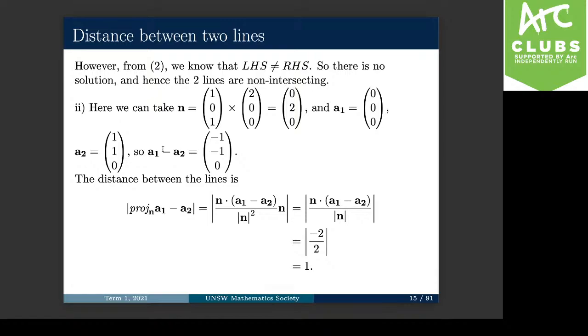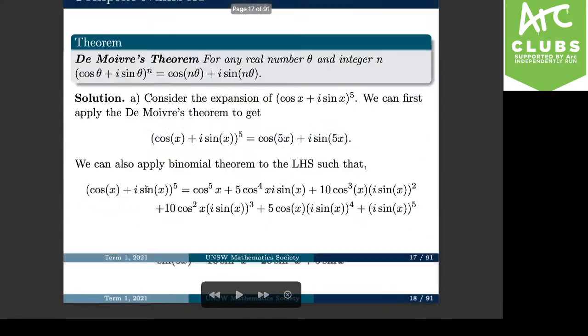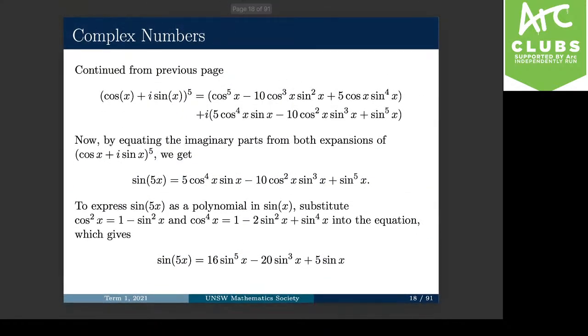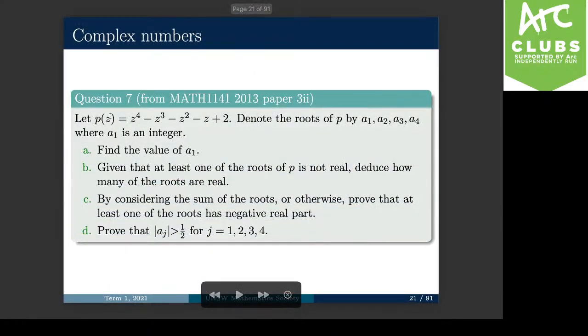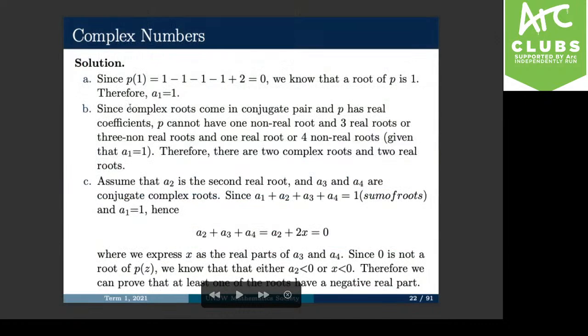Yeah, you could use Maple, but plugging in numbers just takes more time when you can actually put the numbers in your head and work out the solution. So if you let z equal 1, it will just be 1 minus 1 minus 1 minus 1 plus 2. So the solution will obviously be 0. So A1 can obviously be 1.